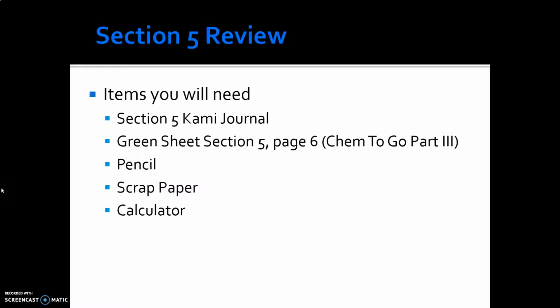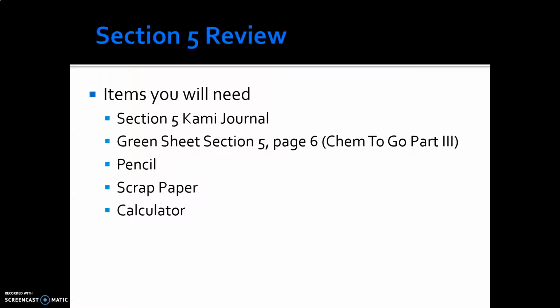Welcome to your Section 5 review. In order for this to be useful and successful for you, you're going to need the following items. You will need your Section 5 CAMI journal. You will need your green sheet opened up to Section 5, page 6. We will be completing the Chem to Go Part 3 together.